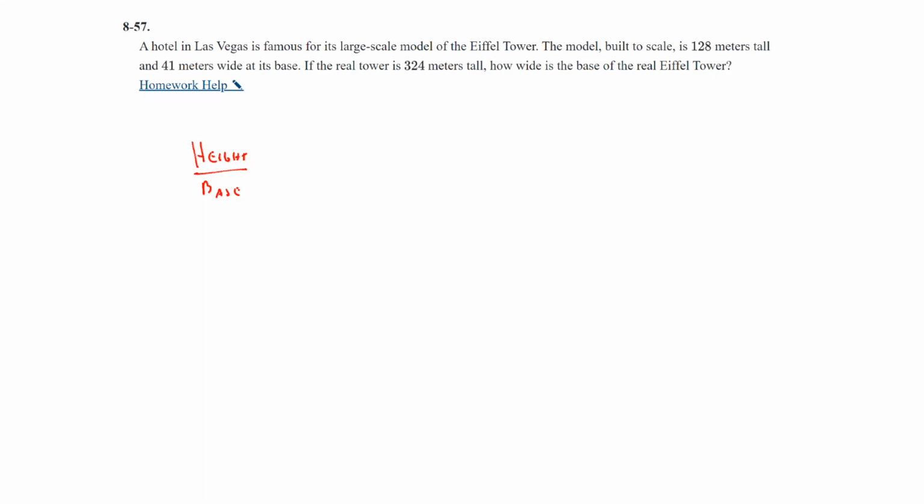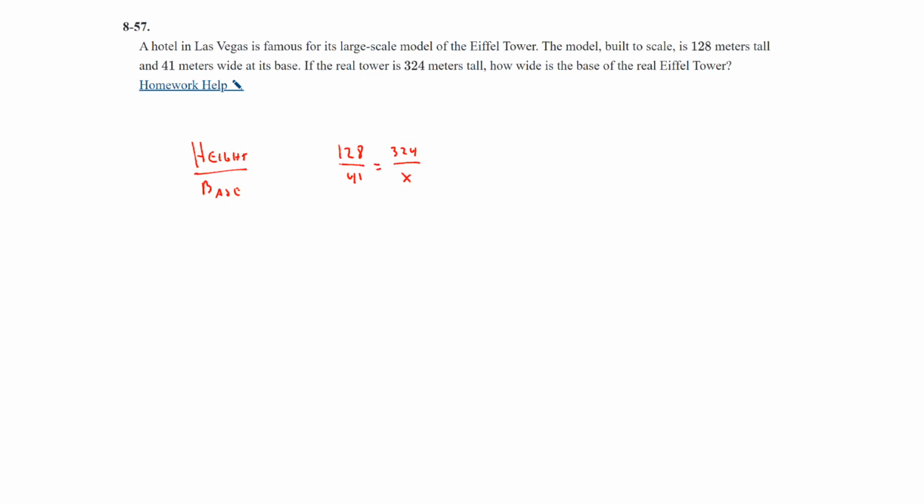So the first one, we'll use the model. The height was 128 meters to the base being 41. And then we can go for the real tower is 324 meters tall. And it wants to know how wide the base of the real Eiffel Tower is, so we can set that equal to x. And then we can cross multiply.